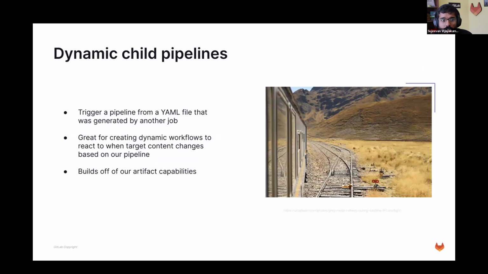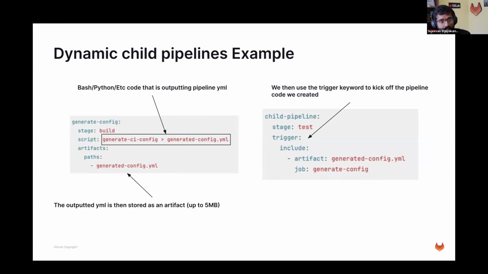So what are dynamic child pipelines? Generally, you can trigger a pipeline from a YAML file that was generated by another job. That is a bit interesting, I would say, because depending on your use case, you can create a dynamic workflow to react to the content changes based on your pipeline, and that will then build the pipeline for you. So let's go into the details.